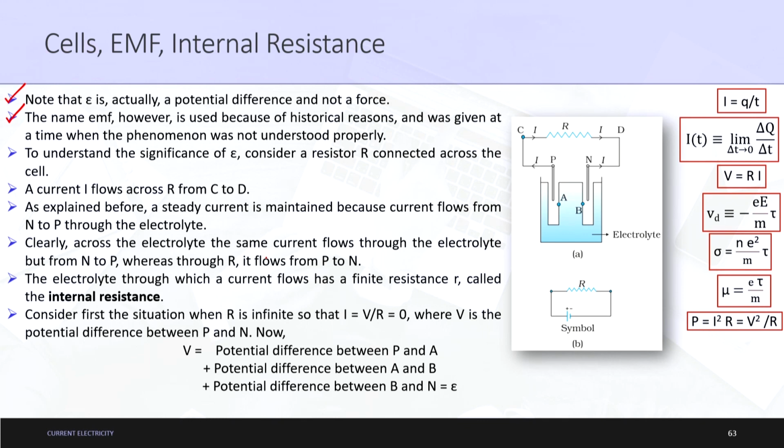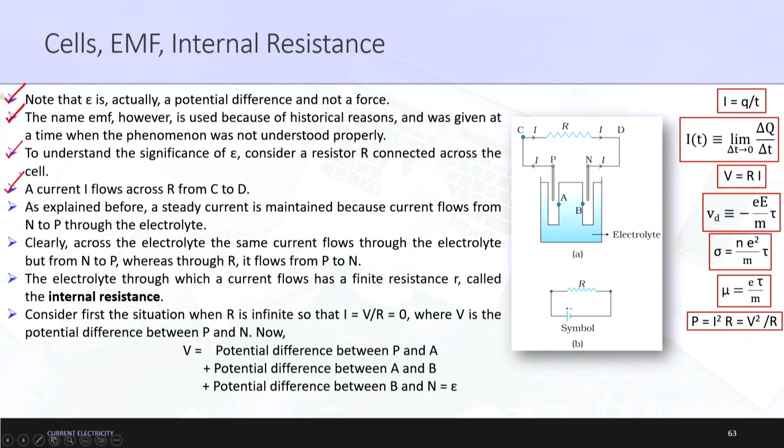Next, to understand the significance of epsilon, consider a resistor R connected across a cell, quite evident. So, let us say these are the cell endpoints, and we are connecting a resistor R. A current I flows across R from C to D, quite evident, as the charges flow from the positive electrode to the negative electrode. Therefore, this can be assumed as the direction of electric current.